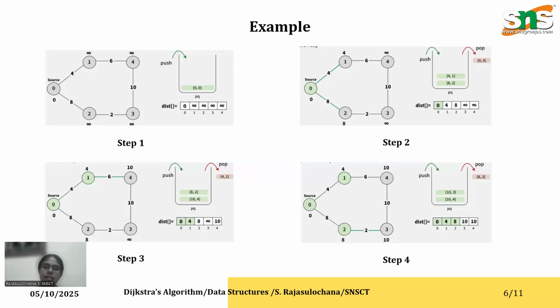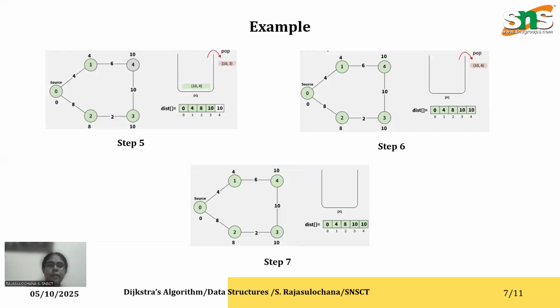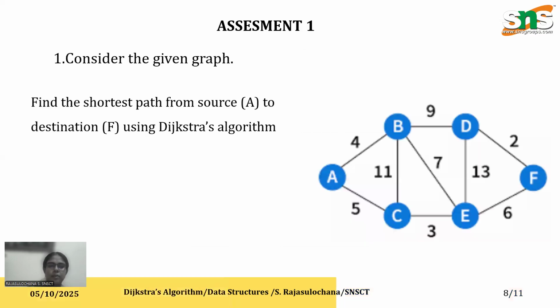Next, the vertices 3 and 4 are visited. When we visit 3, the adjacent vertex is 4. The distance to reach 4 from 0 through 3 is 20, but the distance in the table is smaller, so it is not replaced. The last vertex to be visited is 4, and its adjacent vertices 1 and 3 are already visited. So the final distance in the table is the shortest path from the source vertex to each destination vertex. This is the working of Dijkstra's algorithm.